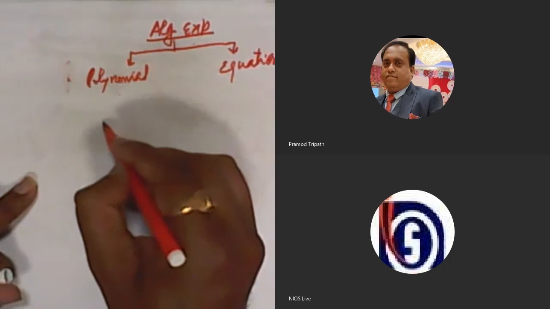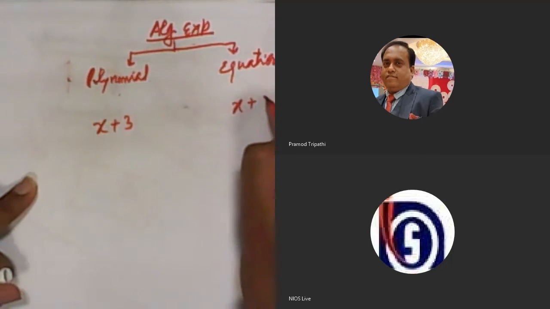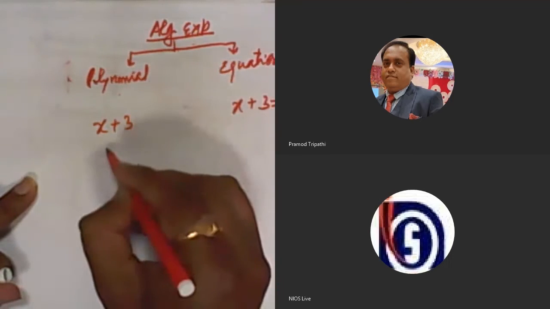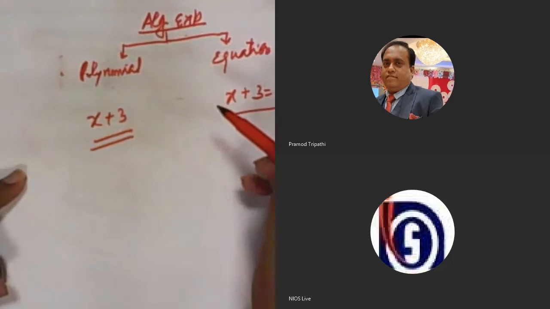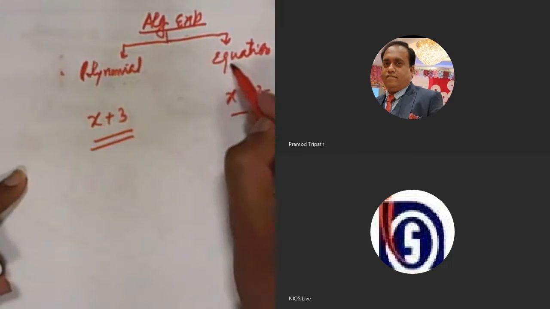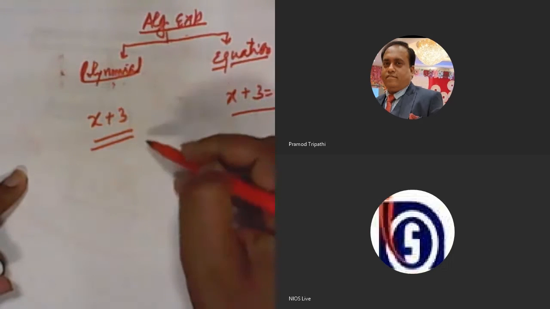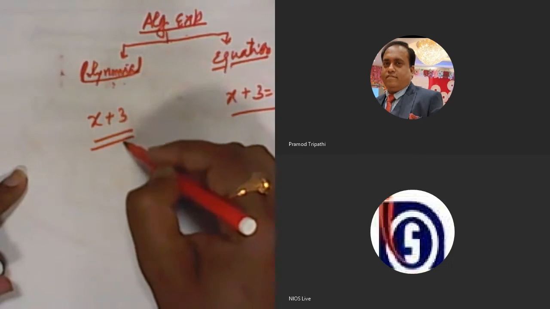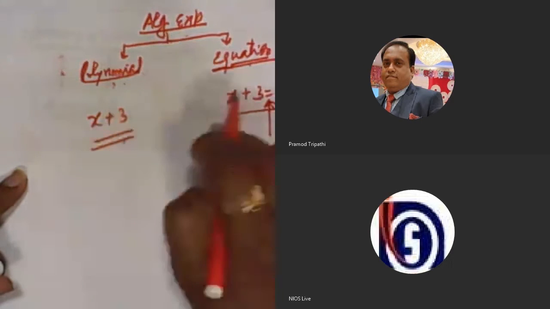So the polynomial, now we write here x plus 3, and x plus 3 equal 5. So algebraic expressions are polynomial and equation too, both. But in case of polynomial, there is no sign of equality here. But in the case of equation, there is a sign of equality here. So this is the basic difference.